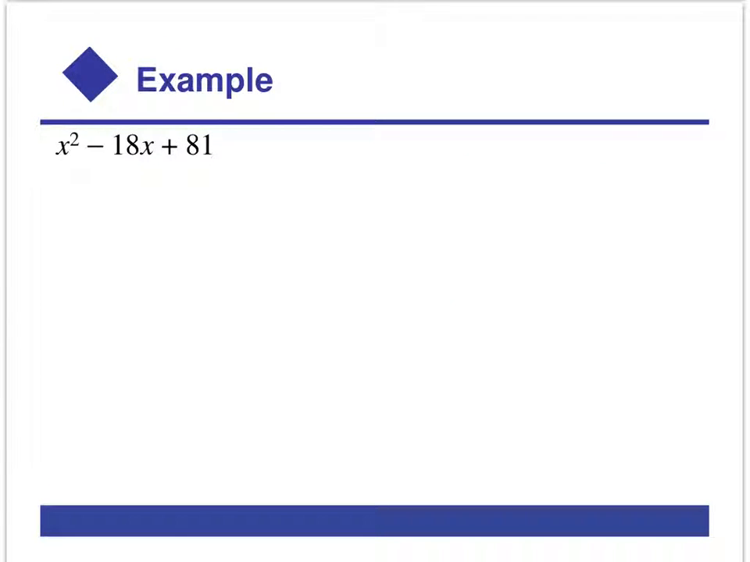Okay, the next problem, first thing we're going to do, look and see if there's a GCF. There's not one, and it's a trinomial, so I'm going to look and see if this is a perfect square, and if this is a perfect square, and neither one are being subtracted. It is.